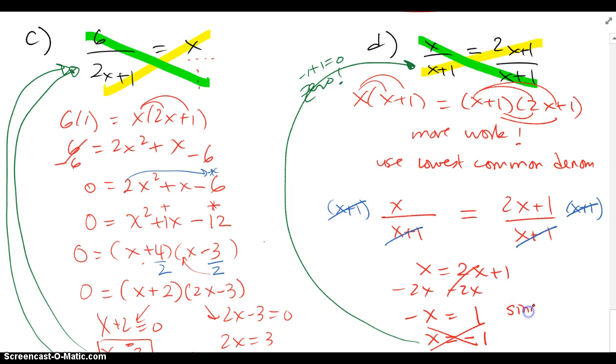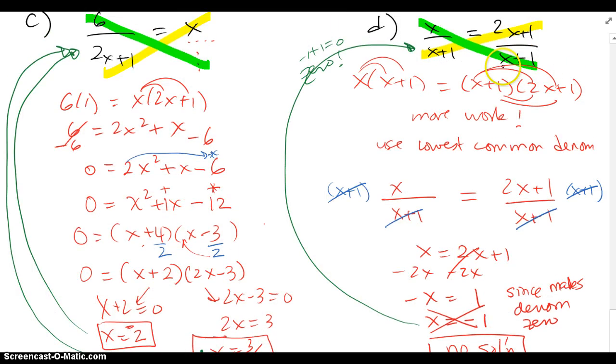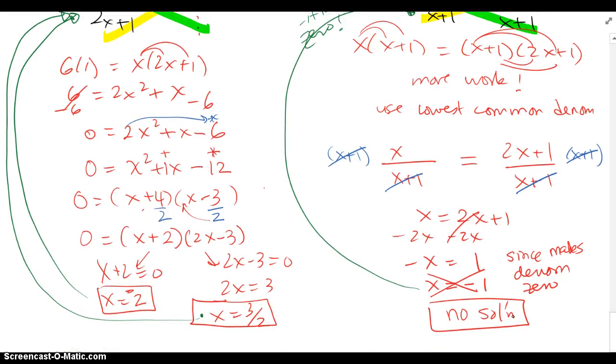since it makes the denominator 0. And we actually have no solution. We only found one possible one. It didn't work, so this problem has no solution. No matter what x value I try, I'm never going to get a true statement, and negative 1 makes it undefined. So this problem again has no solution.